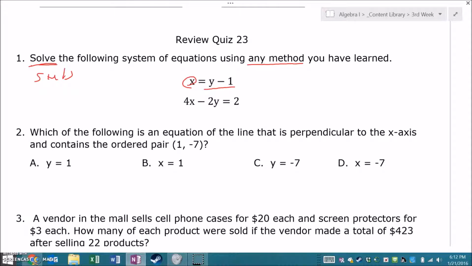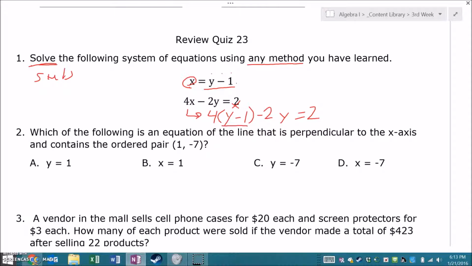So what that means here for this 4x is that I'll be able to say 4 times x, that's really, since x equals y minus 1, that's really 4 times y minus 1. That's the substitution step here. Because I know what x equals, I can go ahead and write in here where there was an x. Now I'm writing in what I know it equals. So 4 times x is really 4 times y minus 1.